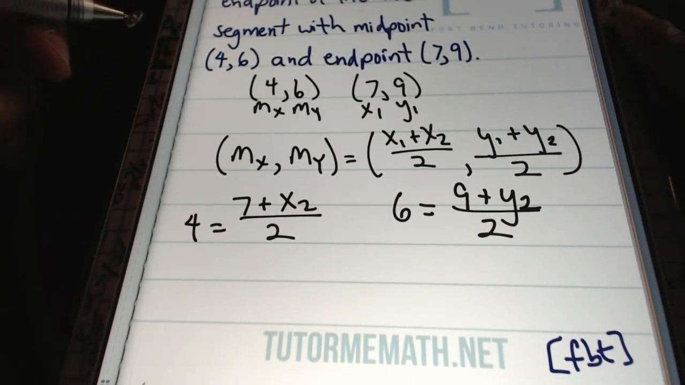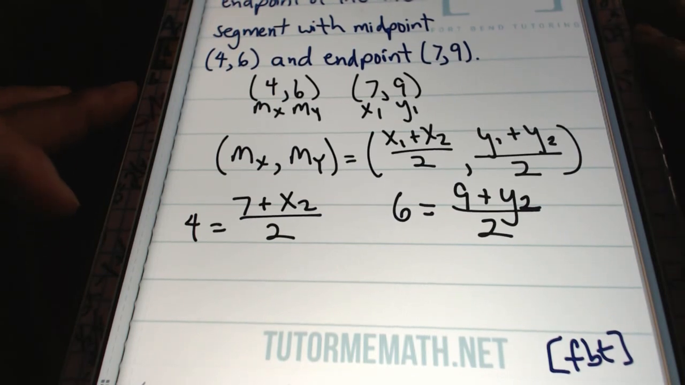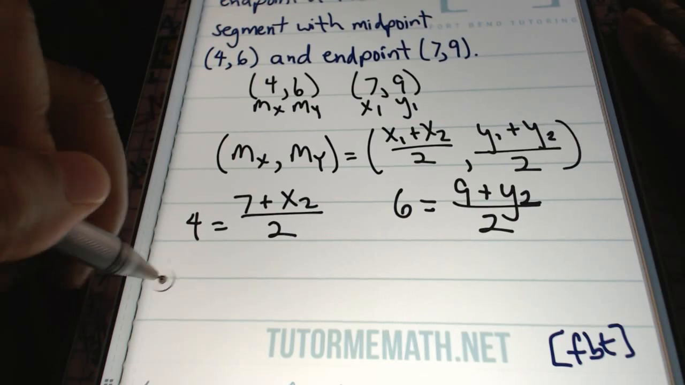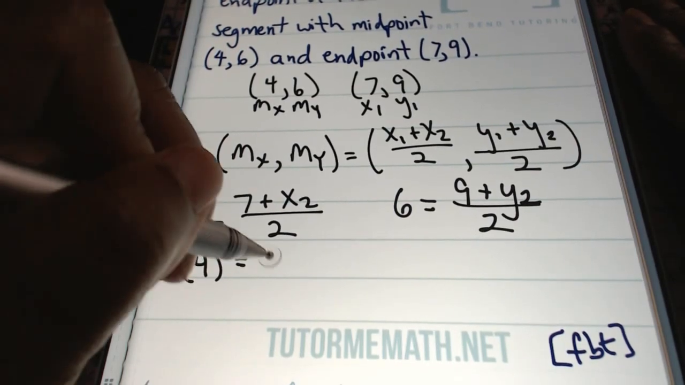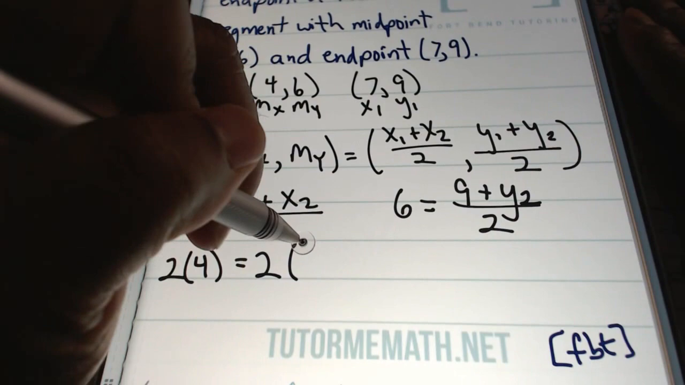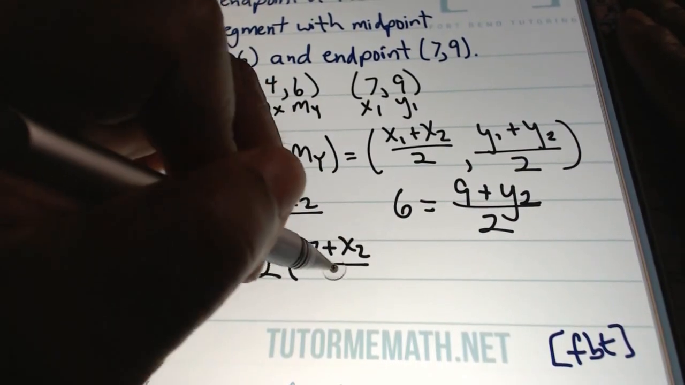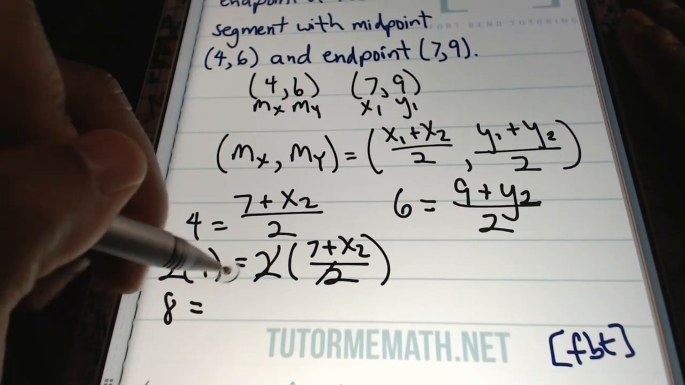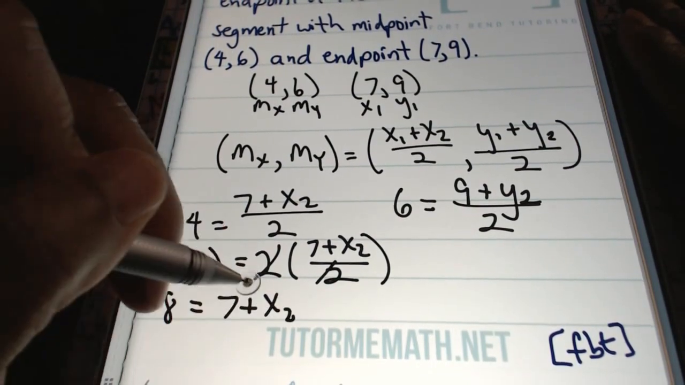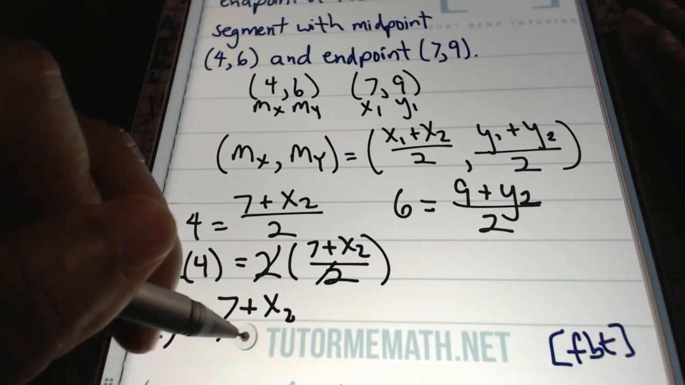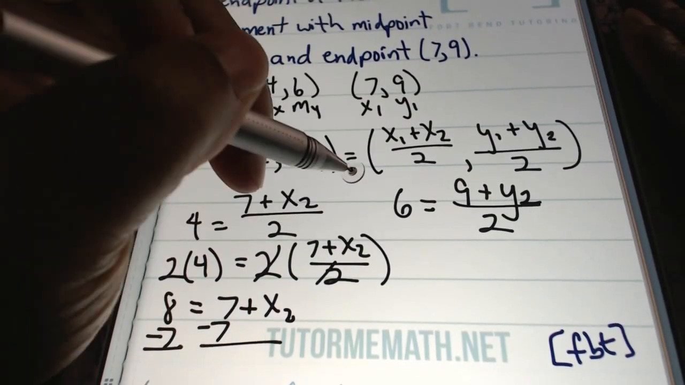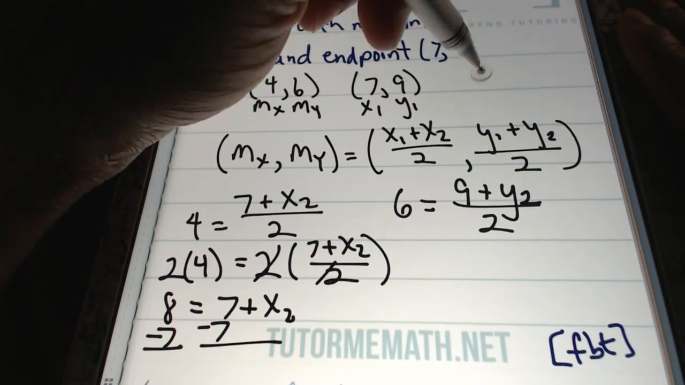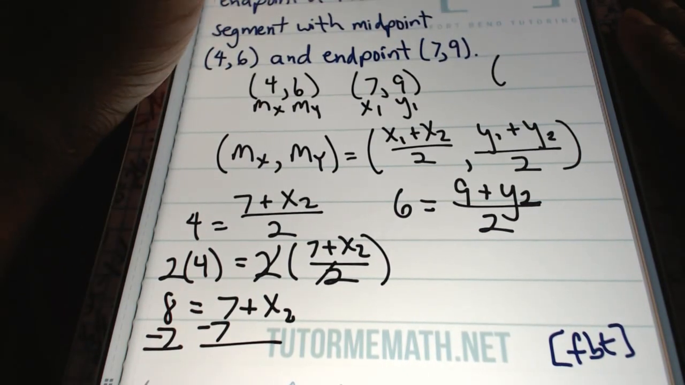All right, so Bina already has a result of 1, 3. Let's go ahead and see if that works. On my side, I'll be multiplying both sides by 2 here. So I can show that by saying I have 2 times 4, and this is going to be 2 times the quantity of 7 plus x2 divided by 2. On the right side, the 2's cancel out. I'll end up with 8 equals 7 plus x2. So if I subtract 7 from both sides, I'll end up with an x2 value of 1.